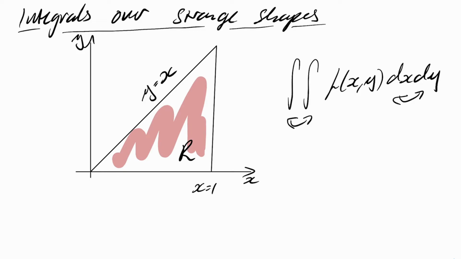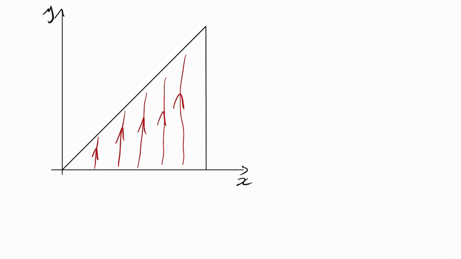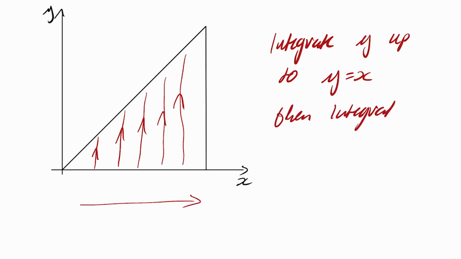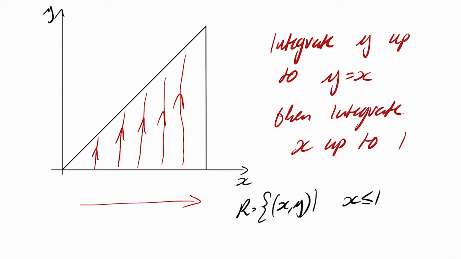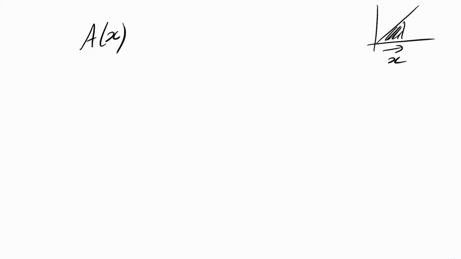So we would integrate y vertically up to the line y equals x, and then add up horizontally by integrating over x. So let's try integrating vertically up to the line y equals x, and then after that, integrate horizontally up to x equals 1. So I can think of the region as defined as x between 0 and 1, and y bound between 0 and x. So I can think of the partial area function as the area up to x, the integral from 0 to x of f of x, y, dy. So I integrate up to x along the y direction.